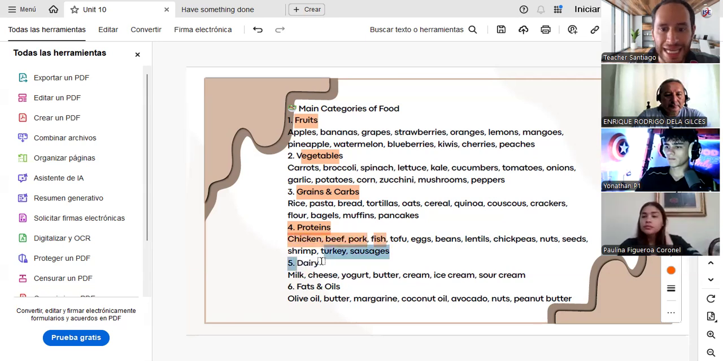Dairy means lácteos. So we have milk, cheese, yogurt, butter, cream, ice cream, right?